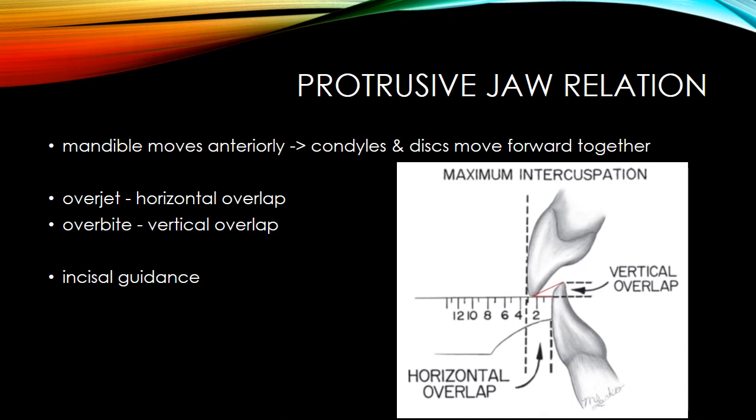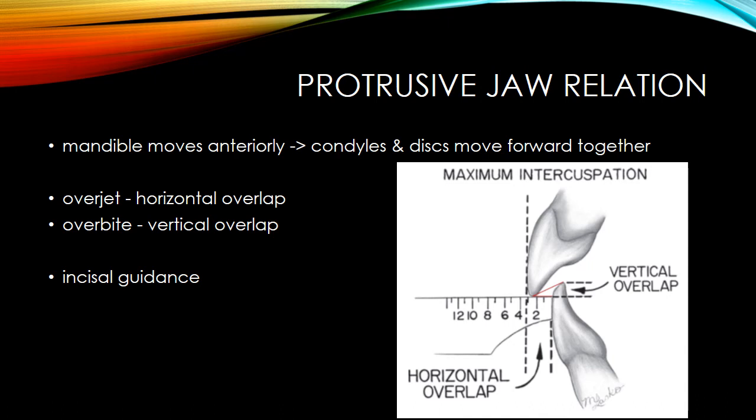Given a patient with normal overbite and overjet, when the mandible moves anteriorly, the incisal edges of the mandibular anteriors glide against the lingual surface of the maxillary anteriors, thereby also guiding the mandible downward. This is known as the incisal guidance. Incisal guidance is a type of anterior guidance or anterior protected articulation.